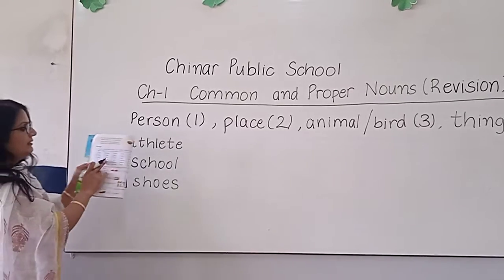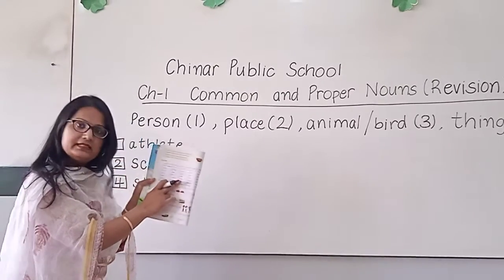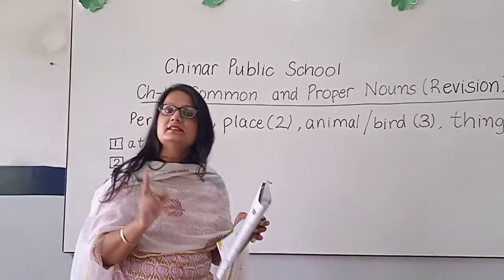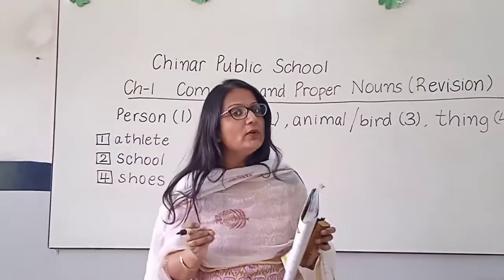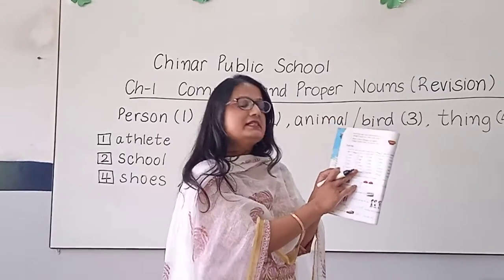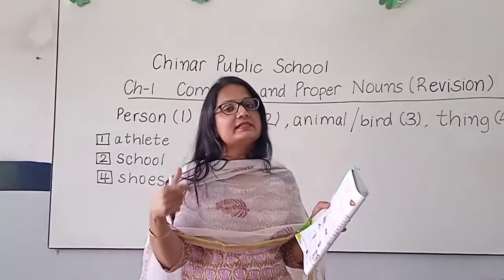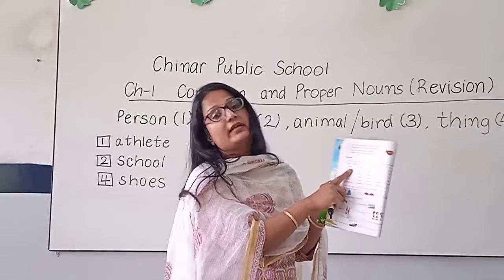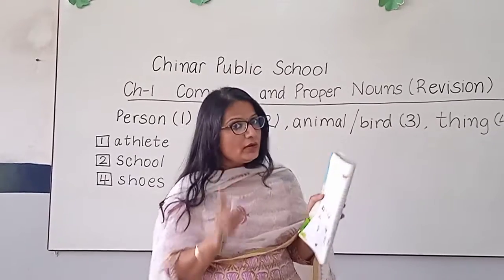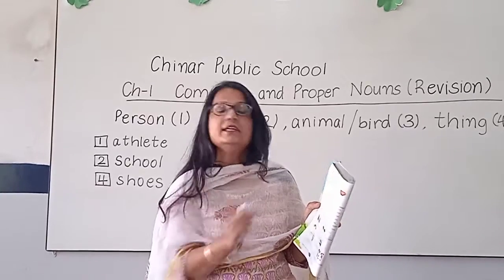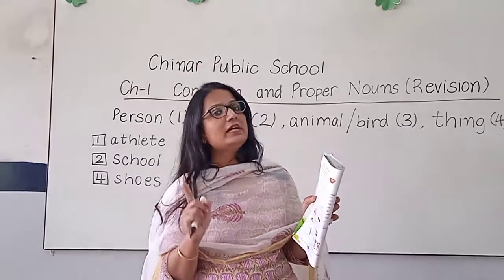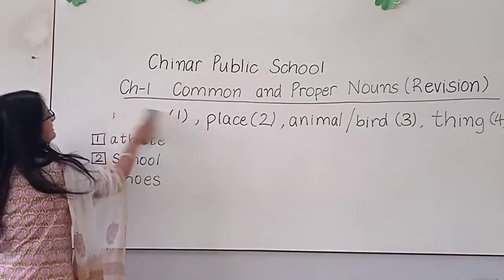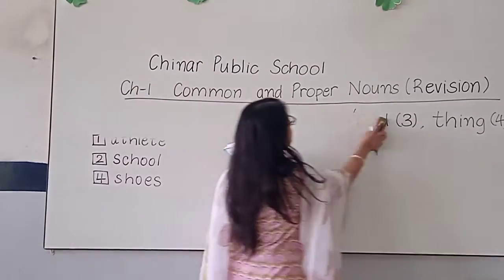In a similar manner, you are going to cover all these parts which are given here. I'll definitely be giving you the answers in the answer key. But what you are going to do is first try to make out whether it is a person, place, animal or bird, or a thing, and write down the number against it. Okay? You are going to verify the answers with the answer key. Do not copy down the answers from the answer key as they are. Okay?